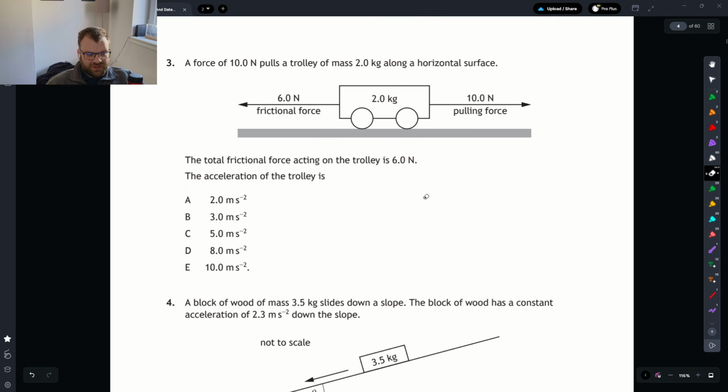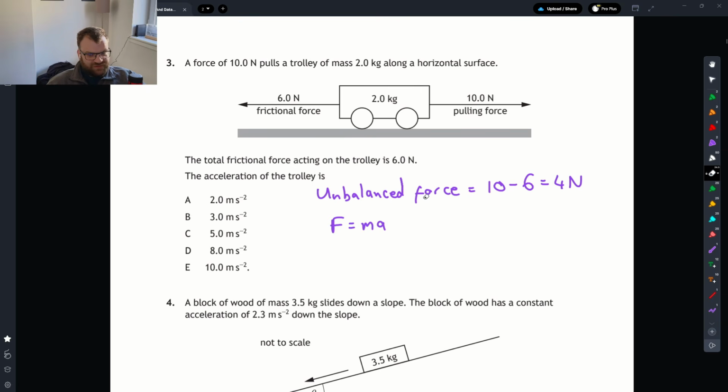On to question number 3. We have got two forces opposing each other. I want to find the unbalanced force first. Straightforwardly, just take away the two values. We get 4 newtons. We are then asked for acceleration, so F equals ma.